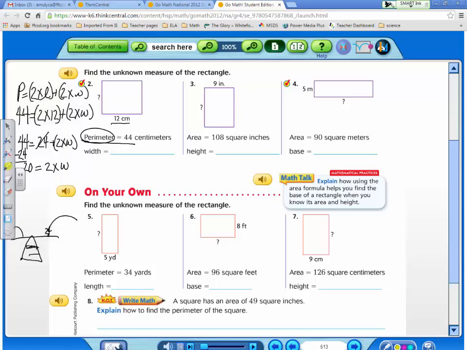Now it's a straightforward equation. 20 equals 2 times something. Well, 2 times 10 is 20, so W equals 10. So it's centimeters. So our width is 10 centimeters.